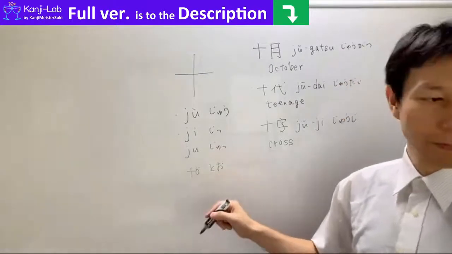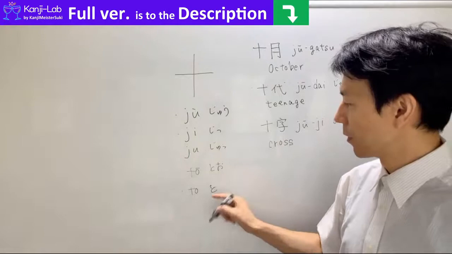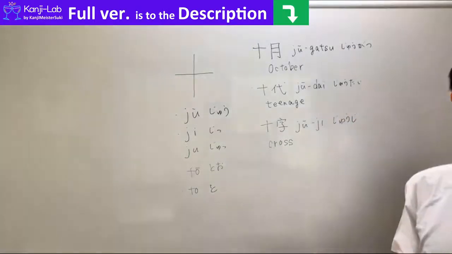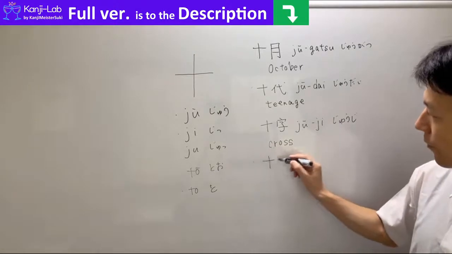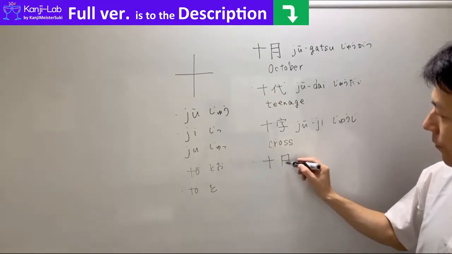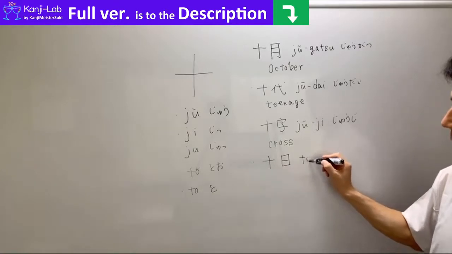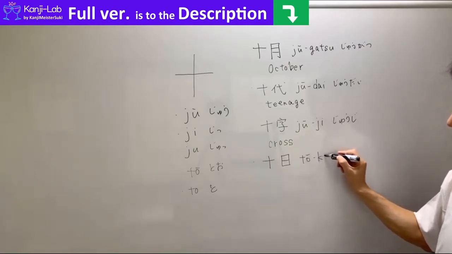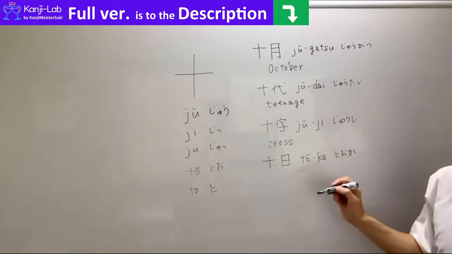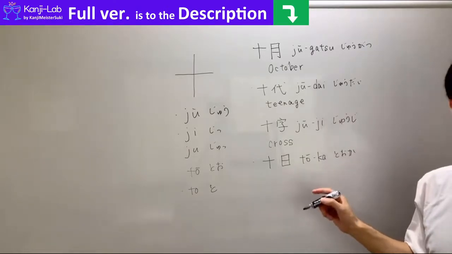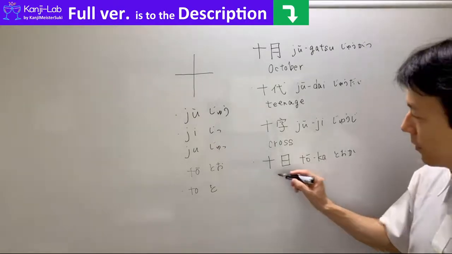Next, the reading is To. And To. For example, Toka. Toka means 10 days and the 10th day of the month.